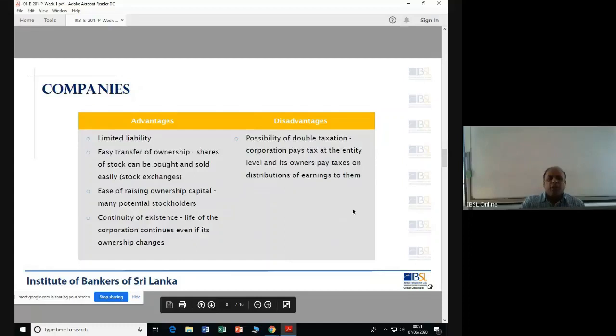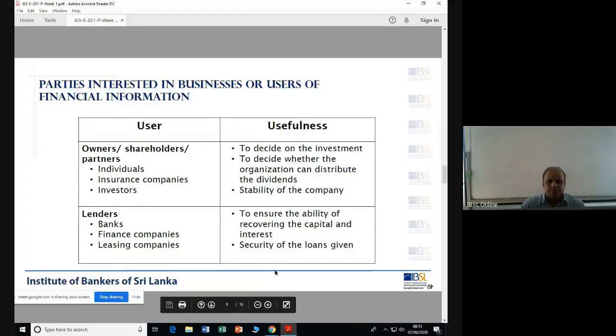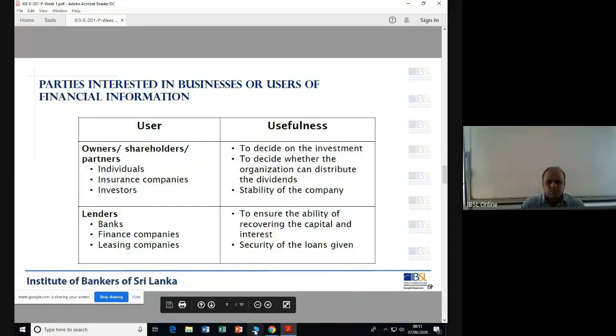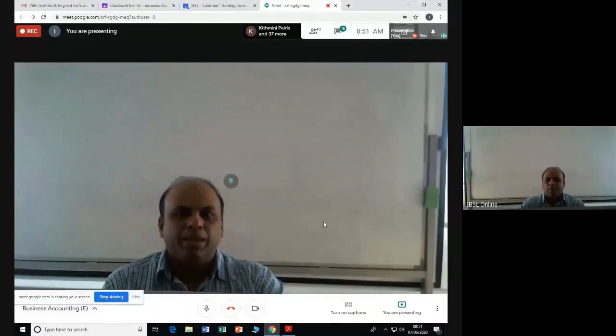Then we also look at some advantages and disadvantages of companies. I'm not going to go into detail because some of the things are too technical. So let us park this for the time being and understand once we complete some of the topics later on. This is just a comparison for you to understand what the advantages and disadvantages are. Do you all have any questions?